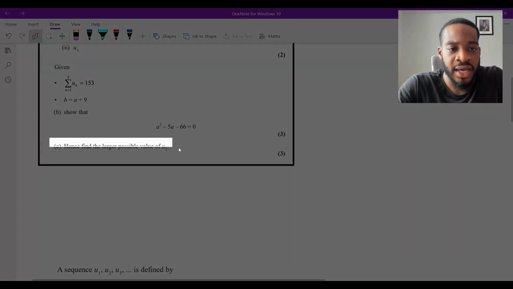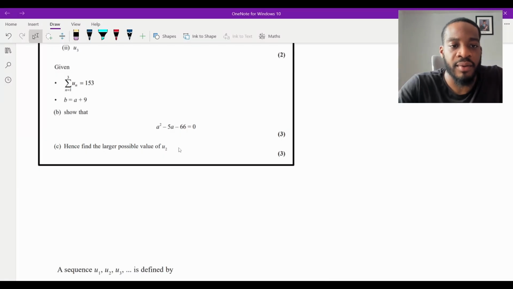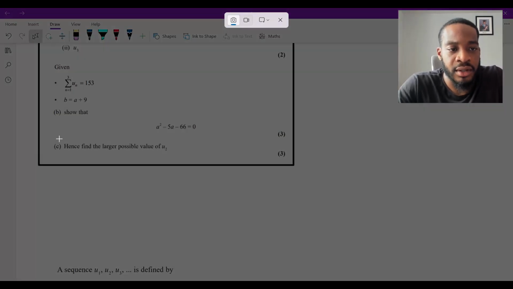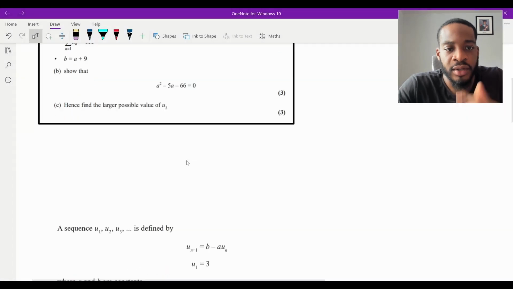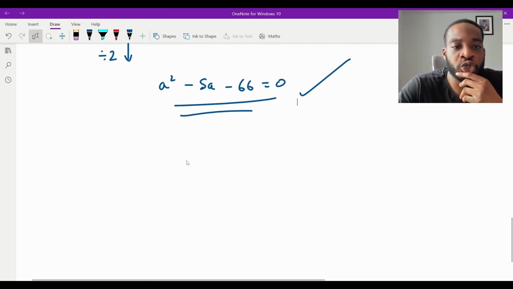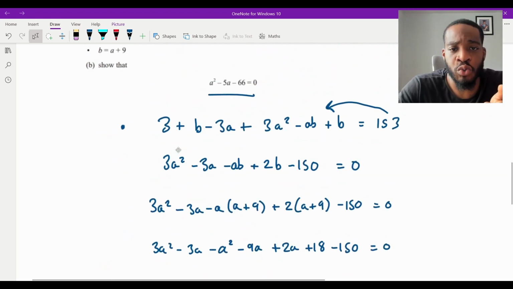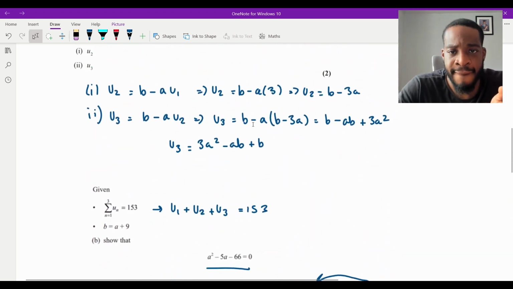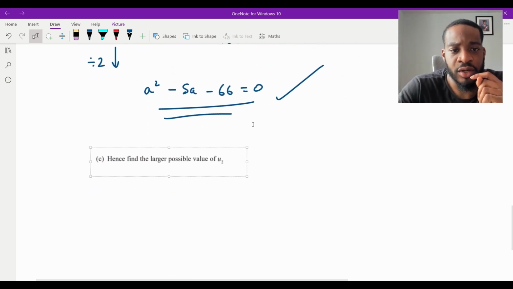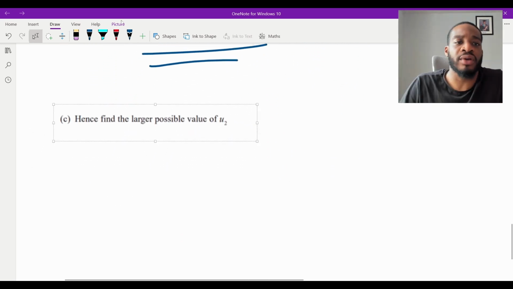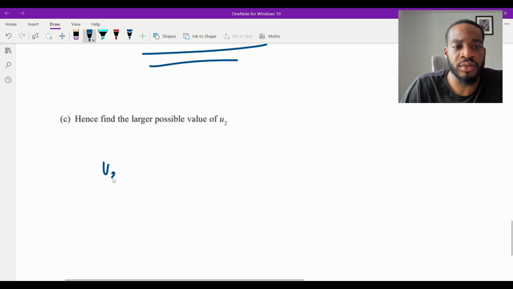Okay, so again, let's grab this. Okay. So we're looking at u2, we're investigating u2. Well, what is u2? u2 was b minus 3a, if I'm not mistaken. Yeah, right there. So let me write that down. u2 is b minus 3a, right? We want the larger possible value of it. So we need to figure out what a and b must be.